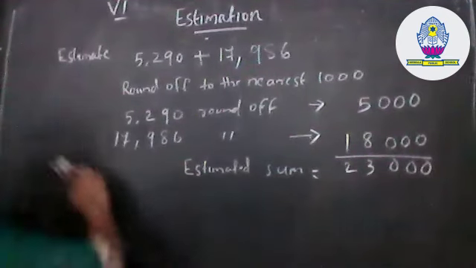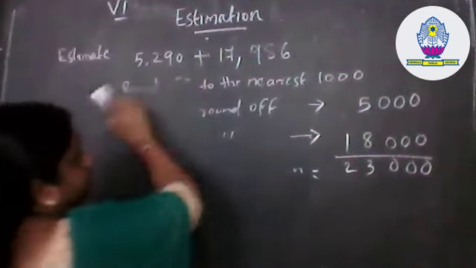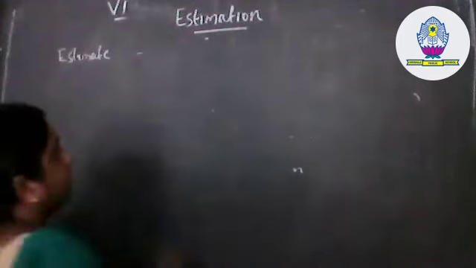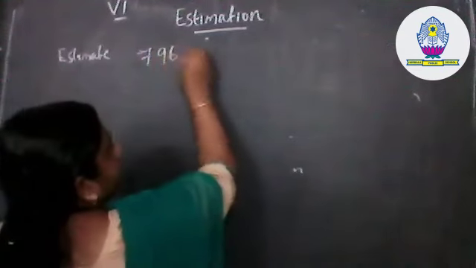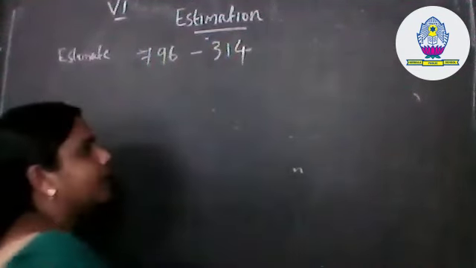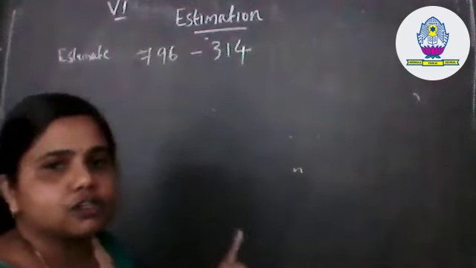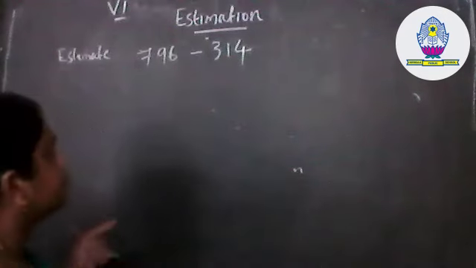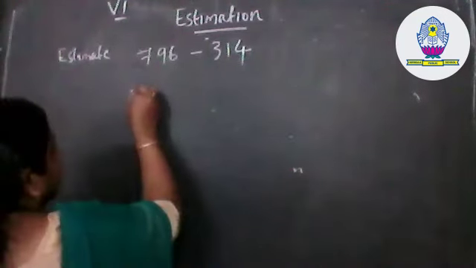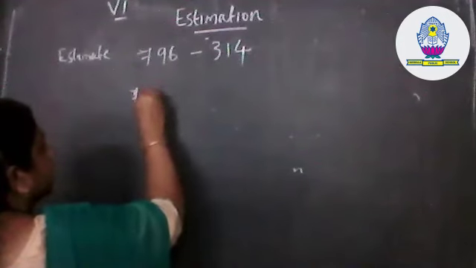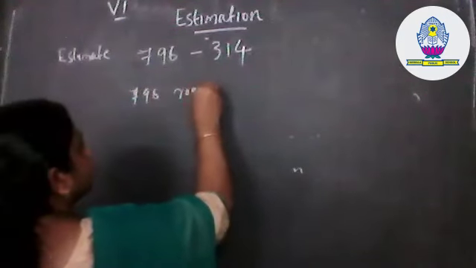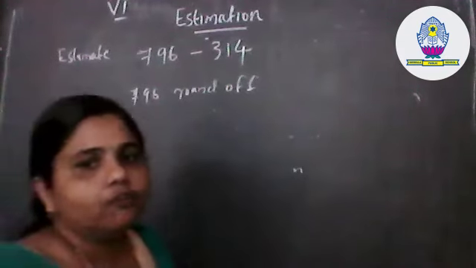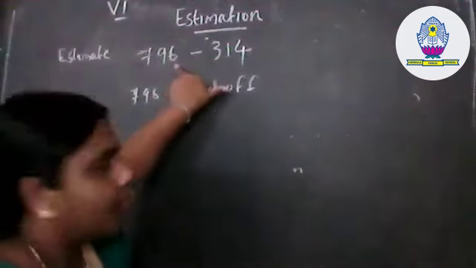Again, we consider the estimated difference of 796 minus 340. We find the estimated difference of 796 and 340. First, we take 796 and round off. Here, only 3 digits are given. So we round off to the nearest 100.